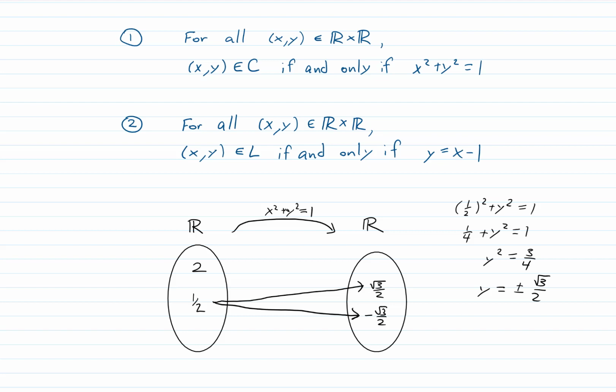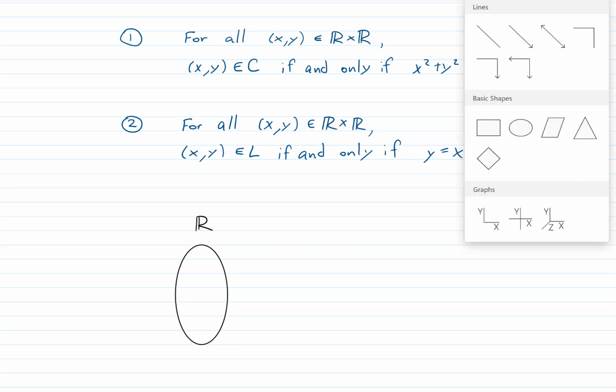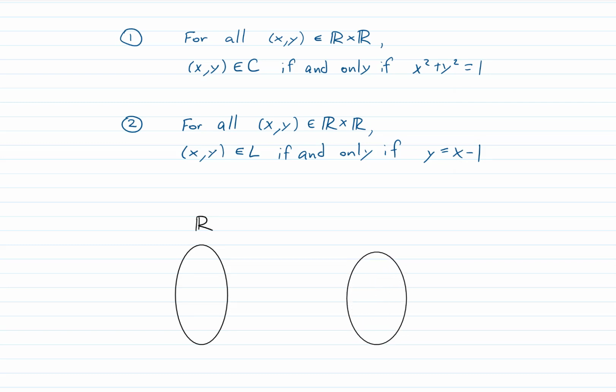Okay, now let's look at the second one, L. So you've got the real numbers here, and the real numbers here, and they are related by y equals x minus 1. So I want to point out two things.